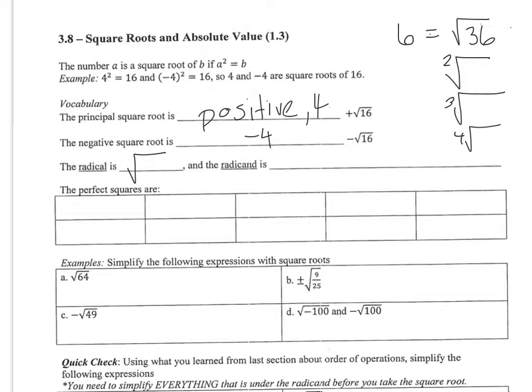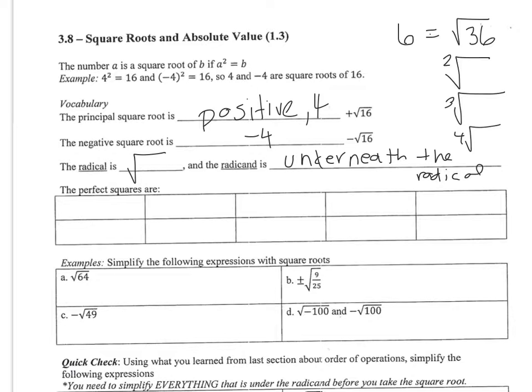A radicand is what's underneath a square root. So it's underneath the radical. So in these cases up here, 16 is the radicand for each of these. It's what's underneath the square root.